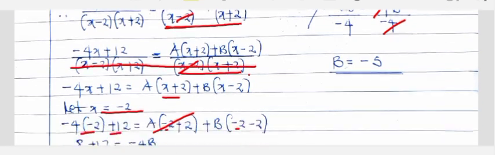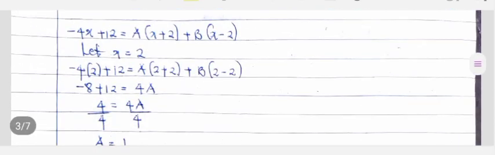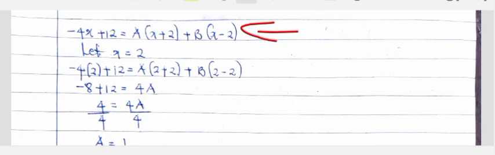At this point, we continue. We need to find the value of a. Now, how do we find the value of a? We get the original equation, which is negative 4x plus 12 equals a, open and close x plus 2, plus b, open and close x minus 2. When we put 2 here, it means we can get rid of the b part. So we're going to say let x be equal to 2.